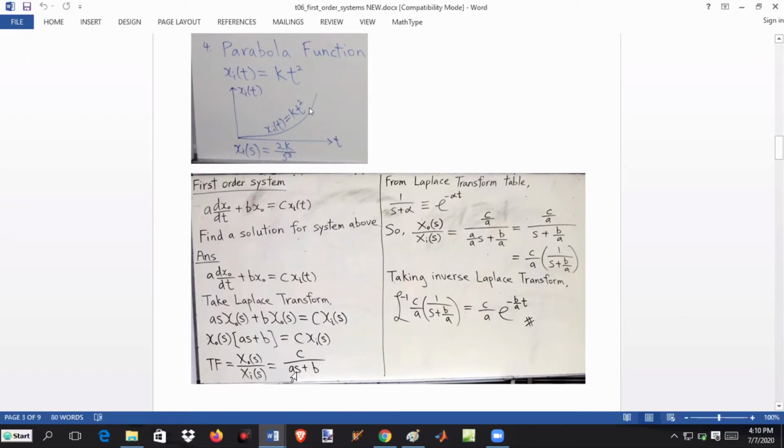AS, isn't it? So you want a 1 for S, so you divide everything by A. Everything divided by A, top and bottom divided by A. Then you got a 1 for S. In front of S is 1. You take out the constant. C over A is a constant, take it out.